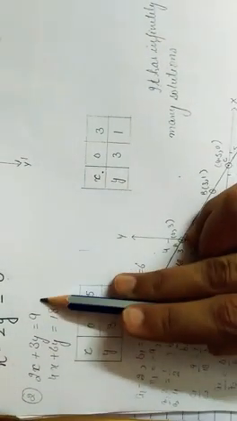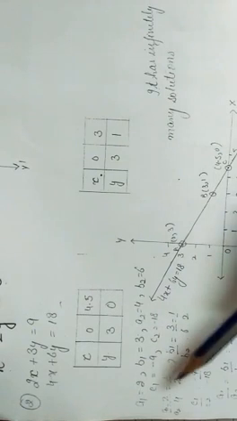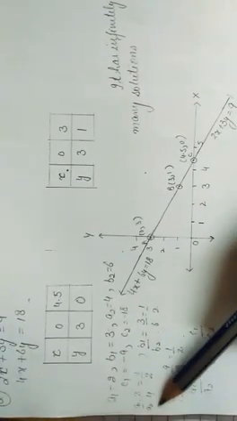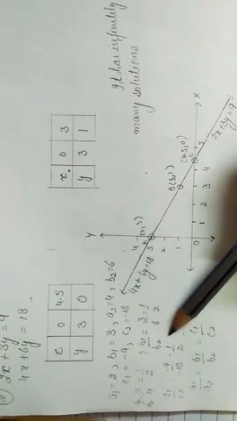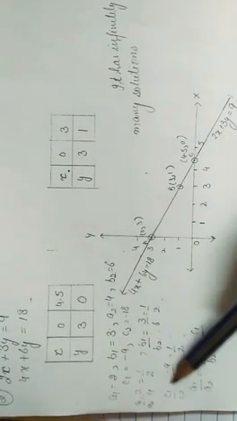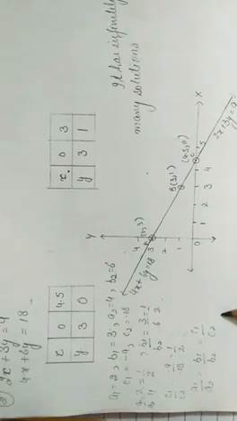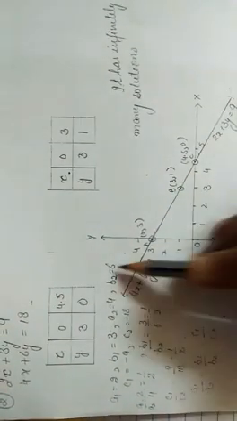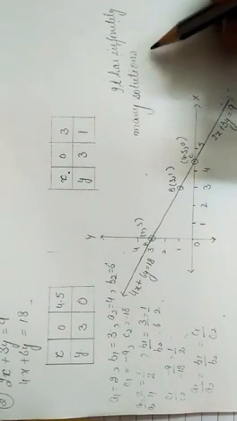Consider the next lines: 2x plus 3y equals 9 and 4x plus 6y equals 18. When we calculate the ratios, a1 upon a2 is 2 by 4, that is 1 by 2, b1 upon b2 is also 1 by 2, and c1 upon c2 is also 1 by 2. These three ratios are equal, so the lines will be coincident. These two lines are coincident and they have infinitely many solutions.